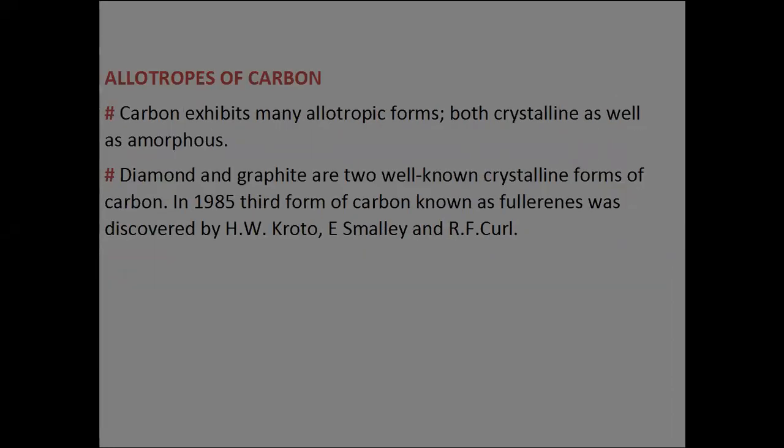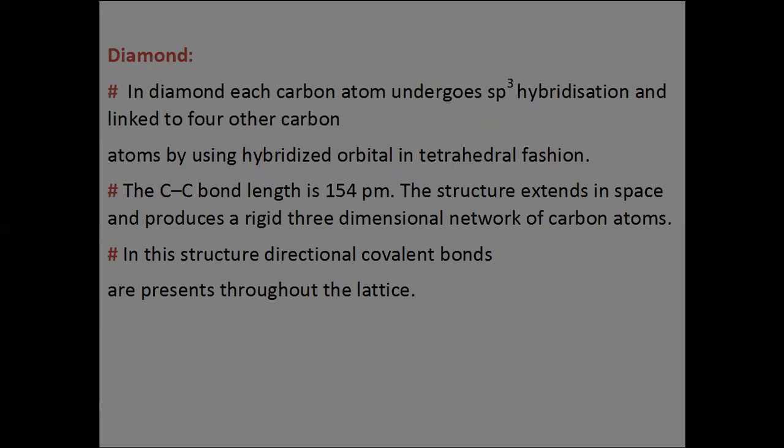Allotropic forms of carbon. Carbon exhibits mainly allotropic forms, both crystalline as well as amorphous. Diamond and graphite are two well-known crystalline forms of carbon. In 1985, a third form of carbon known as fullerenes was discovered by H. W. Kroto, R. E. Smalley and R. F. Curl.